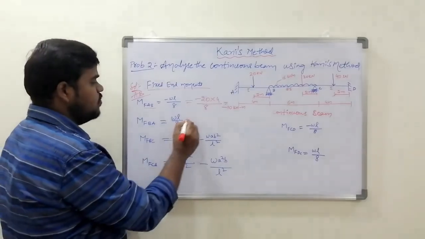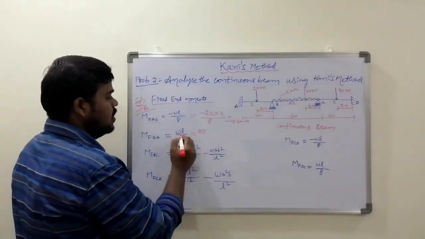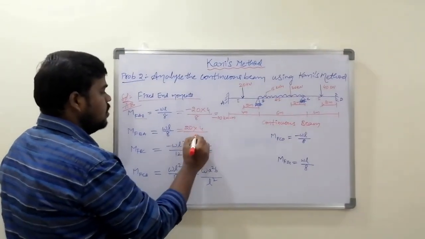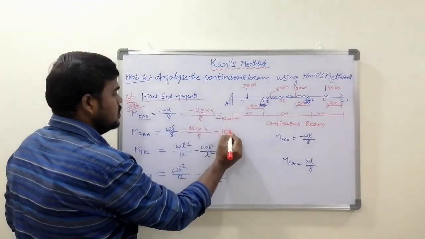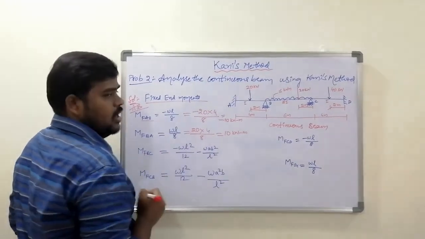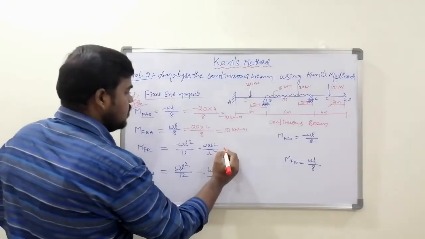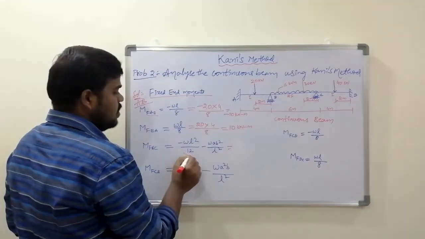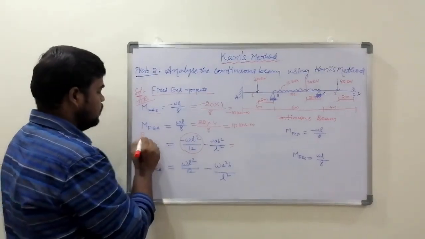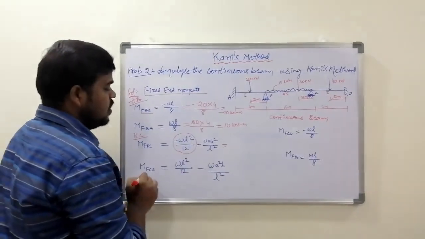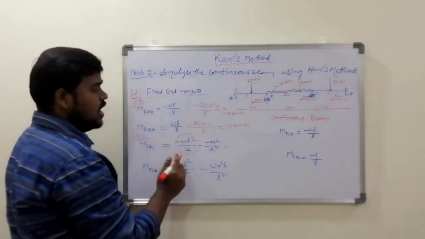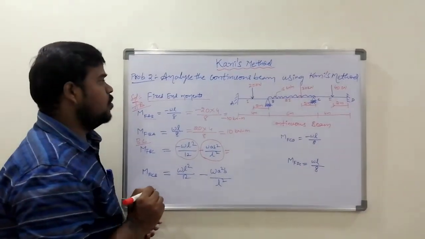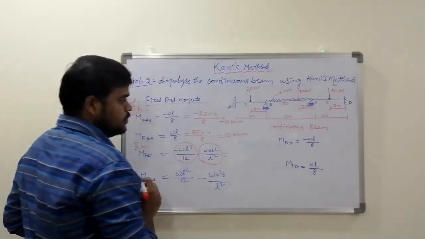In the same manner, MFBA is equal to W of 20 and length of AB is 4, divided by 8, which gives 10 kilonewton meter. The units are important here. In the same manner, we have to substitute the W. This is for the UDL for span BC. So minus WL square by 12 is the fixed end moment for UDL, and WAB square by L square is the fixed end moment for the 30 kilonewton load.